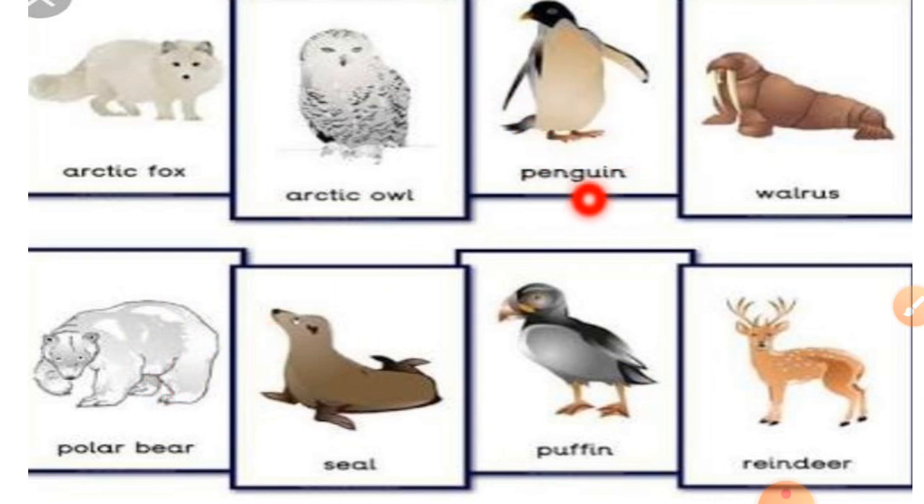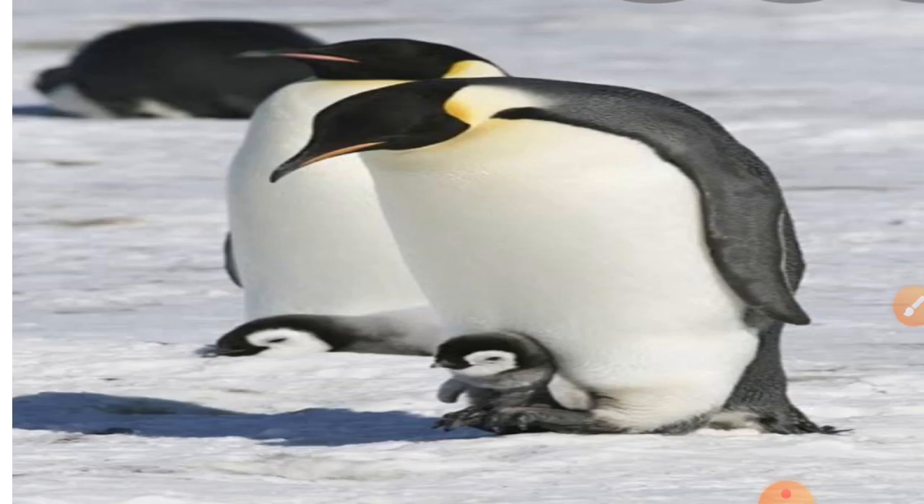Adaptation in penguin. You can see here the picture of the penguin, right? So which adaptations does the penguin have? The first one, the penguins are also white in color, so they can hide in the snow. You can see here the penguins are white and black, but they are mostly white, so they can hide in the snow, and they have a thick skin with a large fat content in their body, so that they can survive the cold weather easily.